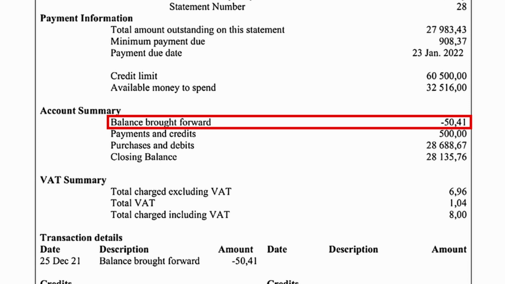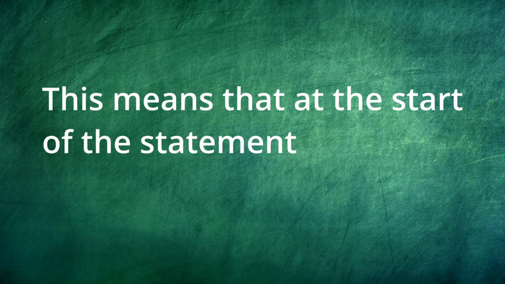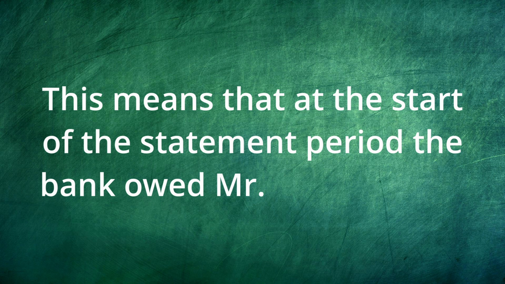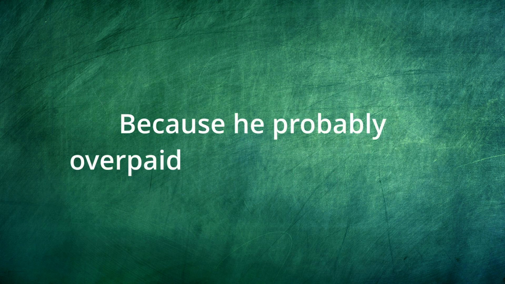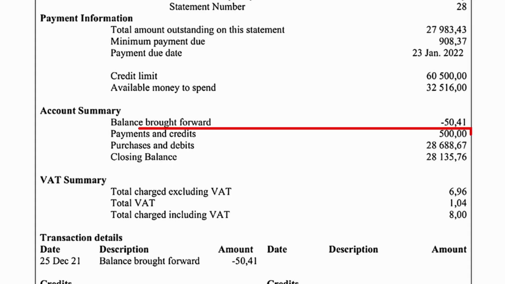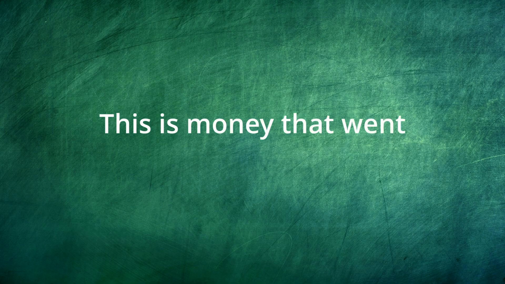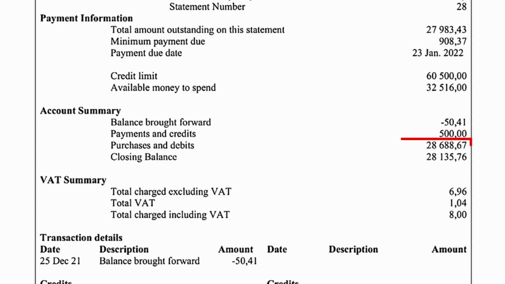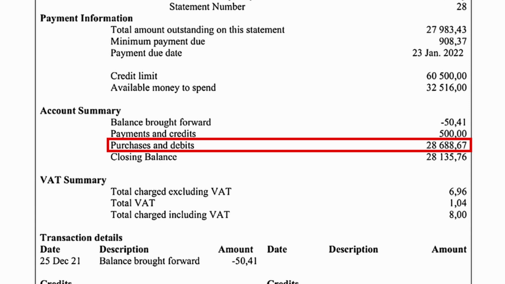The balance brought forward is the balance at the start of the statement period, and it's given as a negative 50 Rand 41 cents. This means that at the start of the statement period, the bank owed Mr. Ntuli 50 Rand 41 cents because he probably overpaid the previous month. Payment and credit list the cash that Mr. Ntuli transferred into his credit card account. So this is money that went into his account.